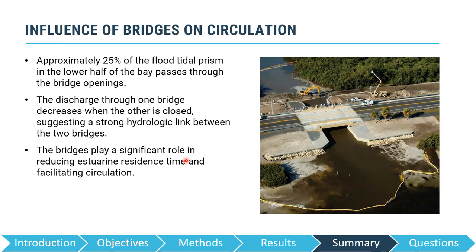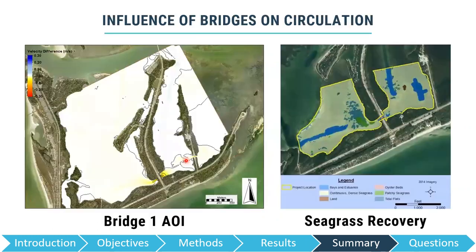And what that tells us is that those bridges play a very significant role in facilitating circulation. We also found, and this is something else that was kind of interesting, that the discharge through one bridge decreases when the other bridge is artificially closed. So that tells us that there's sort of a hydrologic link between those two bridges. There's a current pattern connecting the two of them.